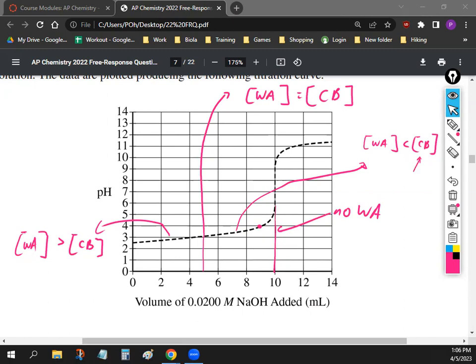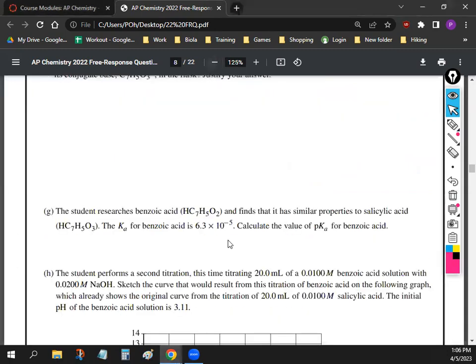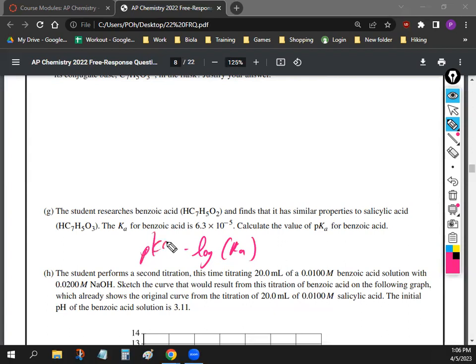Okay, so part G is stupid easy. All you got to do is find pKa, and you should probably know the formula for that, right? It's negative log of Ka. I'm not going to even go over this. You can punch it into your calculator and you should get that. Easy peasy.